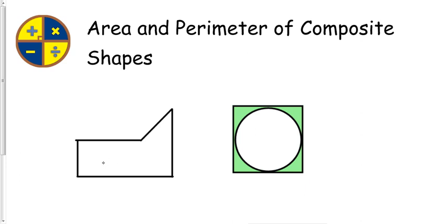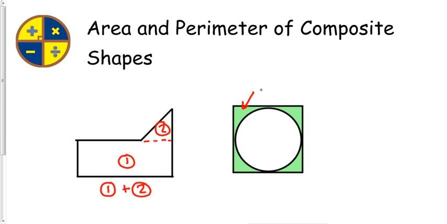It might be made up of 2 shapes that are added together, such as this example on the left, where if I split the shape along here, I have what I would call shape number 1, or a rectangle, and I have shape number 2, which is a triangle on top of it. Then I can find the area by taking area number 1 and adding on area number 2.